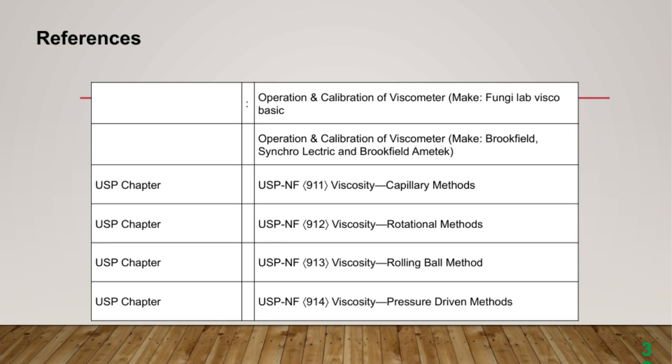The USP chapters provide standardized methods for different viscosity measurement techniques. For example, USP-NF 911 covers capillary methods, which are useful for measuring low-viscosity fluids with precision. Then, we have USP-NF 912 for rotational methods, which are more versatile and commonly used in many laboratories. Next, USP-NF 913 describes the rolling ball method, a simple yet effective technique especially for viscous liquids. And finally, USP-NF 914 details pressure-driven methods, which are suitable for fluids that are difficult to measure with other methods.